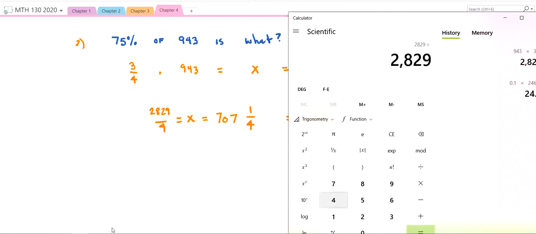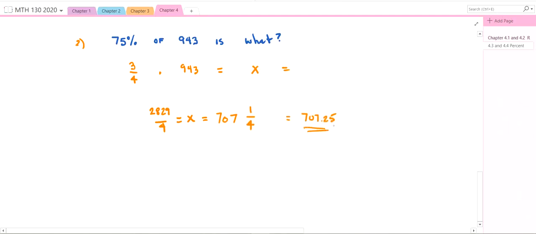2829 divided by 4 equals 707.25. So all checks out. So 75% of 943 is 707.25 exactly.